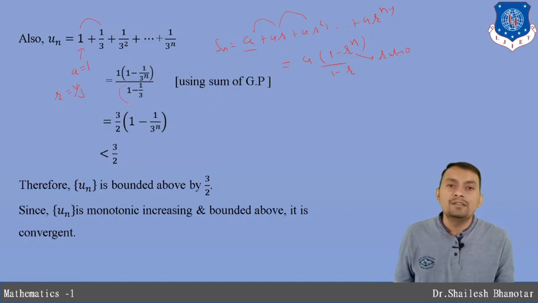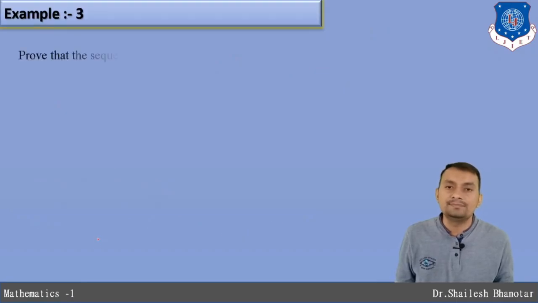But whenever you simplify, you are going to get 2 by 3 as a denominator, so I can represent that as 3 by 2 into 1 minus 1 divided by 3 raised to n. But this number itself is decreasing, and when we take its larger number, it is going to be 0. But we are interested in the upper bound, so I'm just going to take only 3 by 2. And therefore it is monotonically increasing, bounded above, and therefore it is convergent.